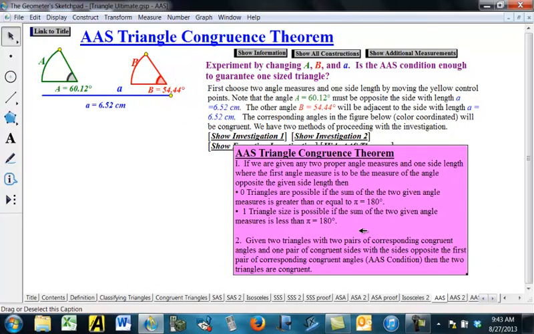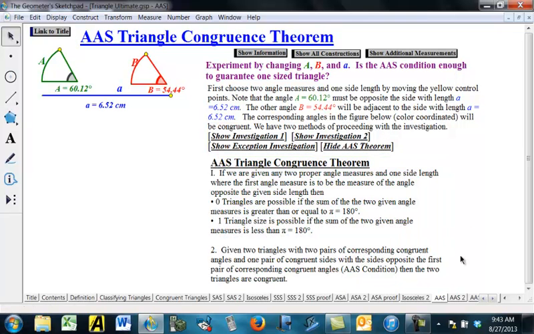So the congruence theorem that we have is this: if we're given any two proper angle measurements, and one side where the first angle measure is the measure of the angle opposite the given side length, then either zero triangles are possible if the sum of the two given angle measurements is greater than or equal to pi, or 180 degrees, and otherwise we get one triangle possible if the sum of the two given angle measures is less than pi, which equals 180 degrees. Now, that's thinking of it if you're given the actual measurements.